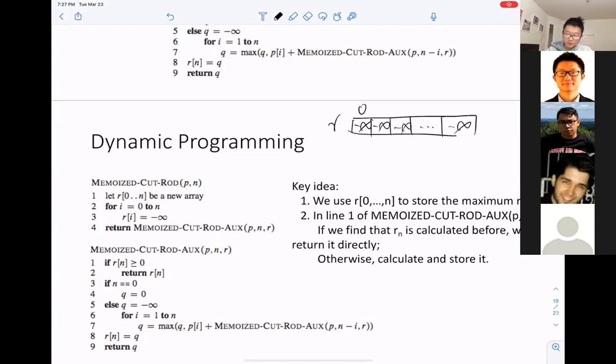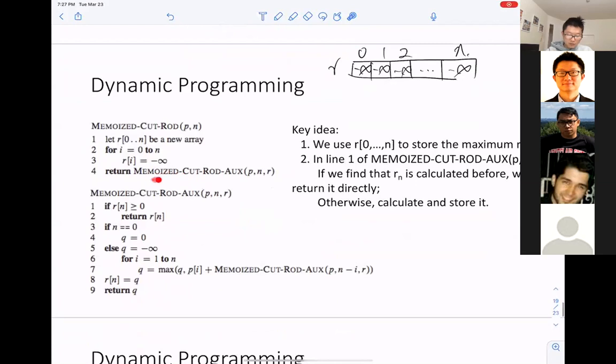This is indices 0, 1, 2, up to N. Then it calls an auxiliary function named memoized cut route aux with P, N, and R. Again, P is the price array, N is the length of the route that you have, and R is the auxiliary array that we created. Within this function, first we check if Rn is larger than or equal to 0 or not. Basically, if Rn is not a negative value, it will just return it.